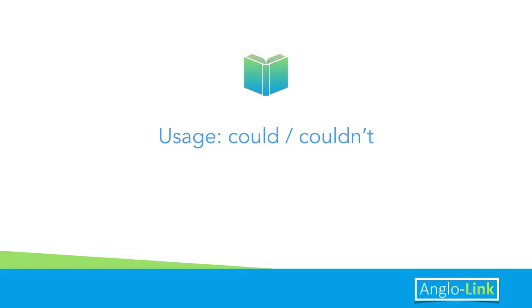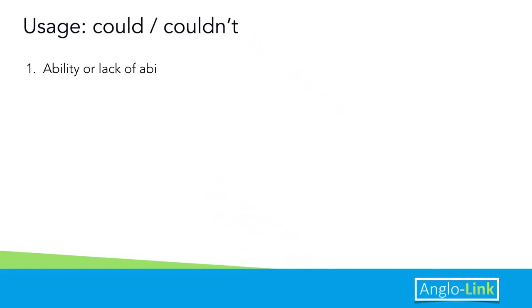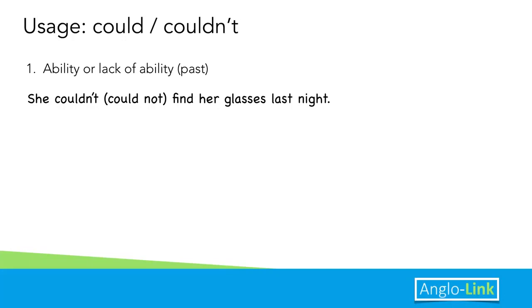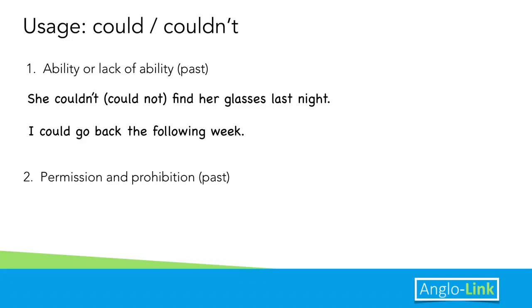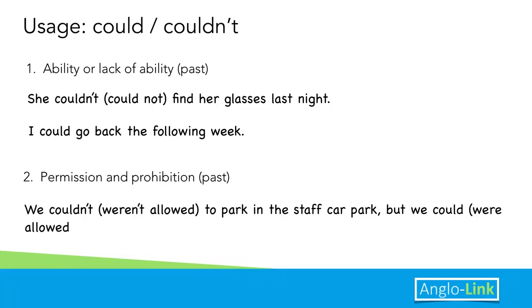Could is the past tense of can, so it is used for ability or lack of ability in the past. For example, she couldn't, could not, find her glasses last night. Or, I could go back the following week, I was able to go back the following week. The second usage: permission and prohibition in the past. For example, last night we couldn't, or weren't allowed to, park in the staff car park, but we were allowed to park in the visitors' car park.